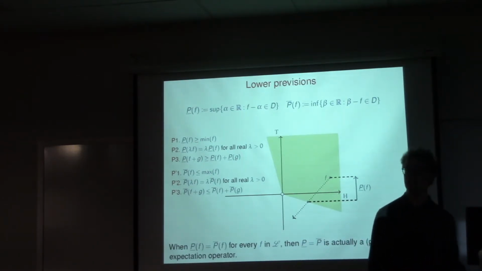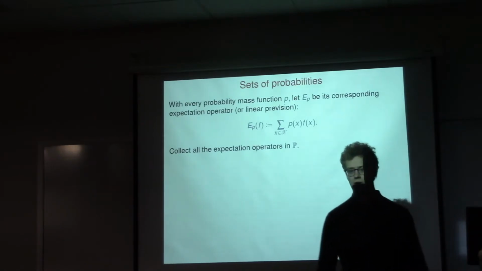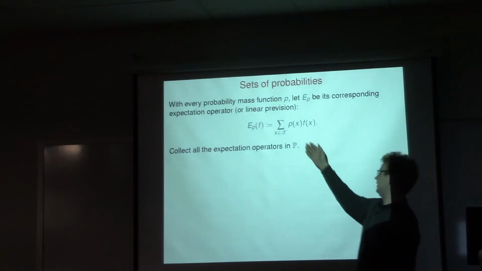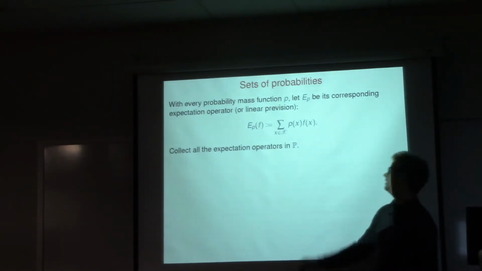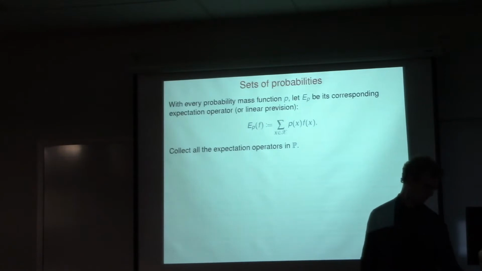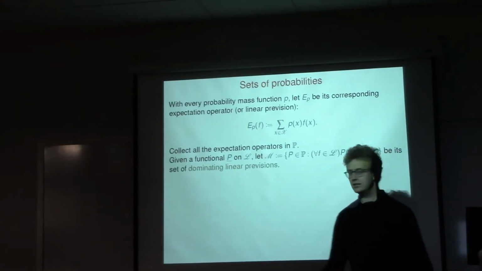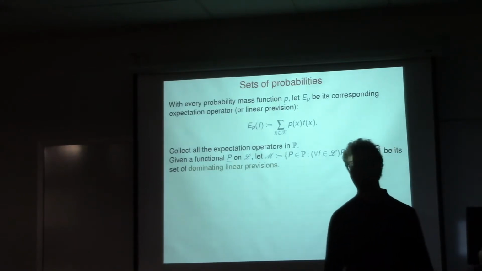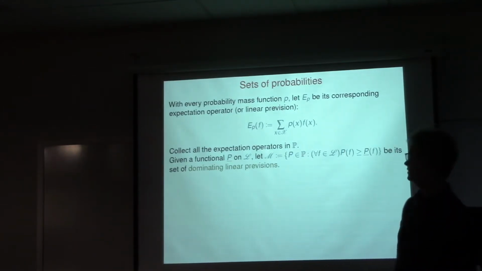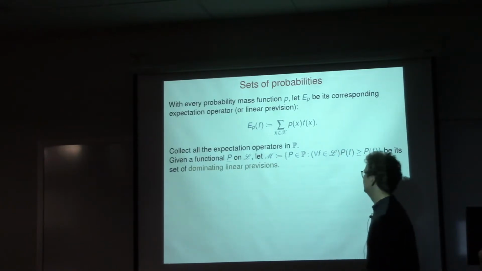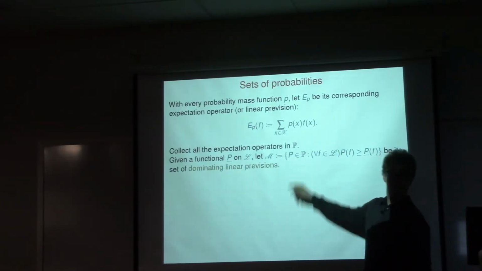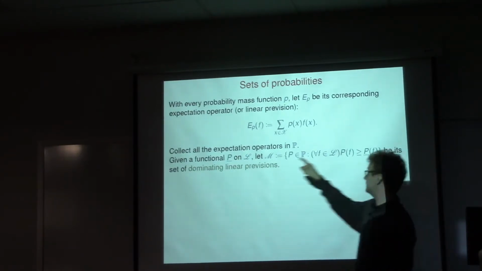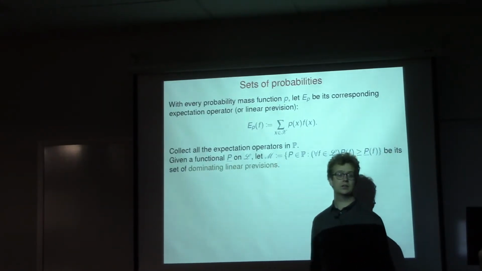So let us now go to expectation operators. With any probability mass function, there corresponds an expectation operator in this fashion, and I collect all of them in this set. Now, given a lower prevision, I look at this curly M, the set of its dominating precise previsions, or linear previsions. It's all the previsions that dominate the lower prevision for any gamble. And this is a closed and convex set of previsions.